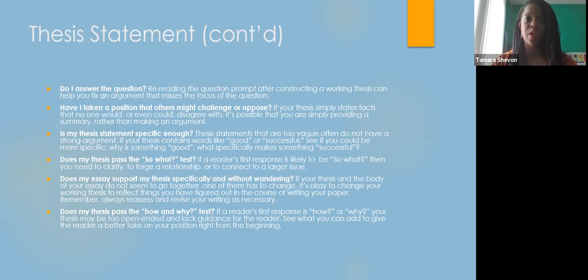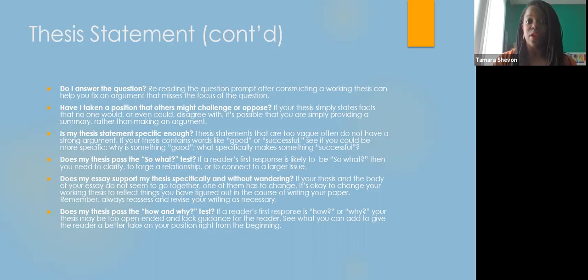Have I taken a position that others might challenge or oppose? So if your thesis simply states facts that no one would or even could disagree with, it's possible that you're simply providing a summary rather than an argument. So you want to make sure that you're not saying something that everybody already thinks. You want to make sure that you're presenting a side of the argument that is a little bit different, that people want to see why you would think that and how you found that information.